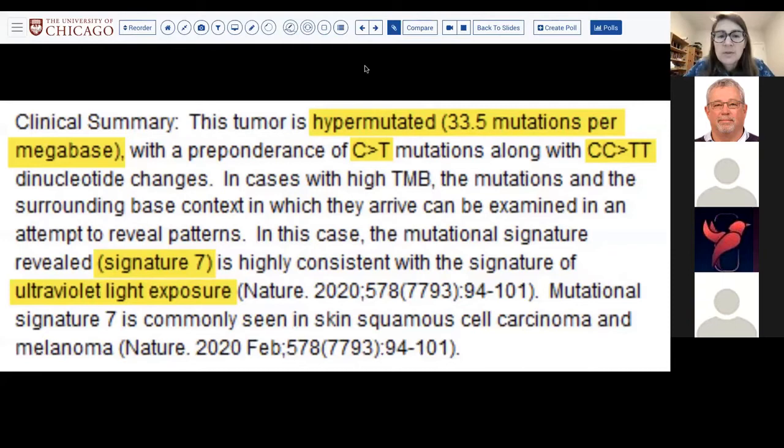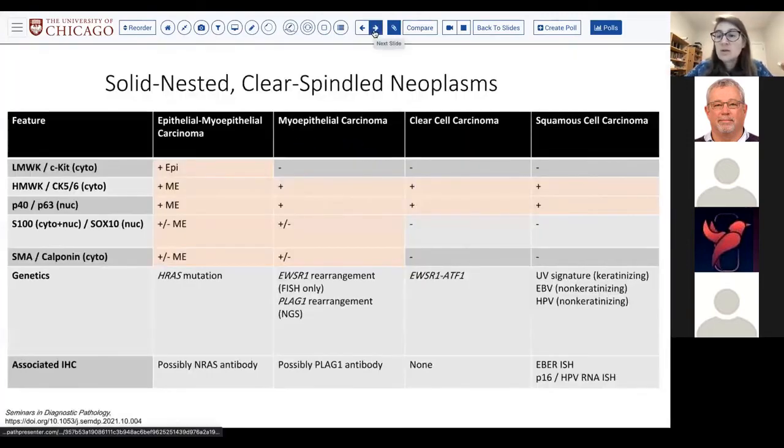So this is not uncommon, especially in older patients who may or may not have a history of primary skin cancer, but probably have some kind of sun exposure in their past. So UV signature is helpful.